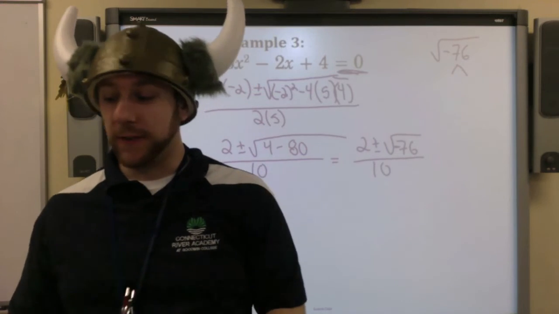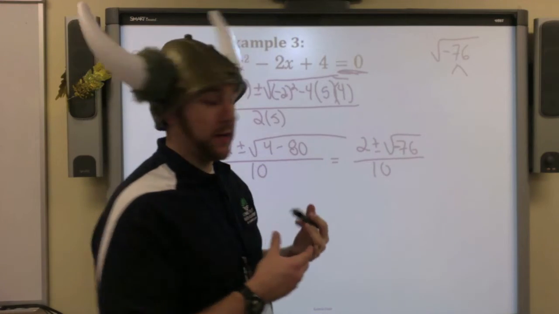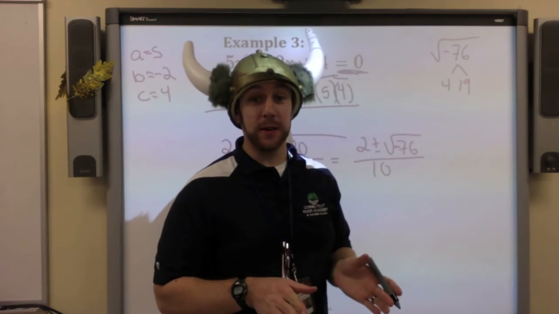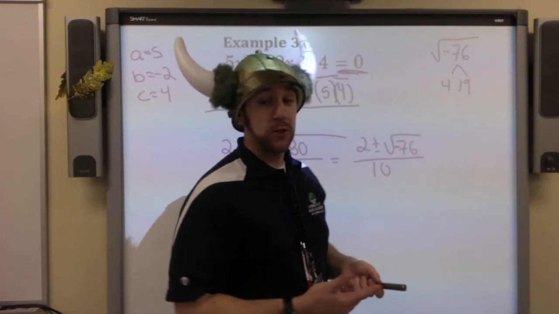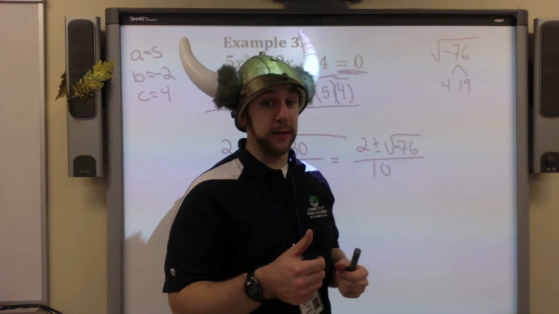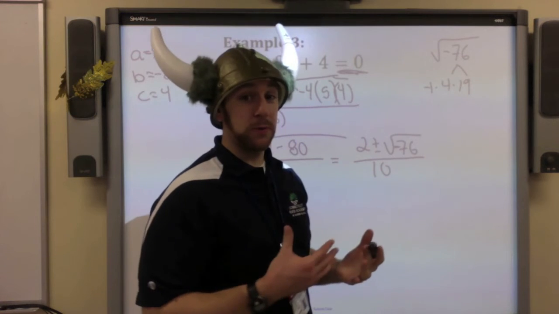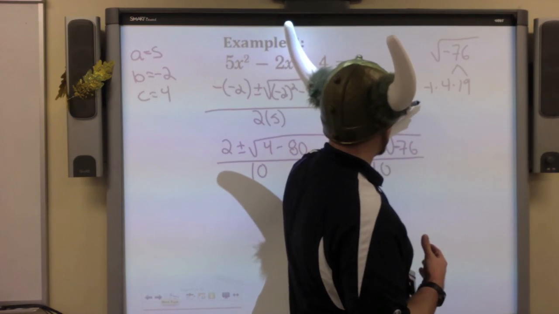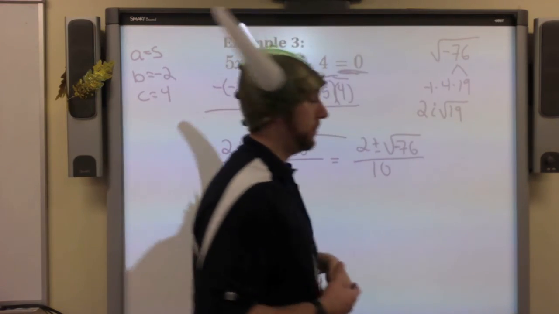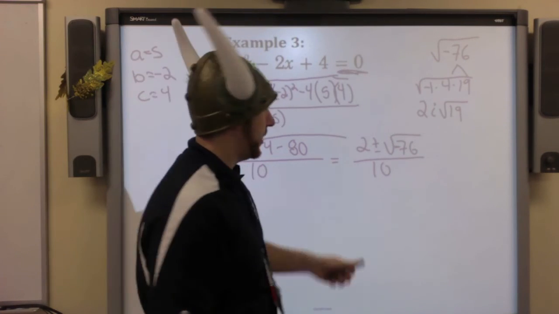Negative 76. That's going to break down, and I need some perfect squares out there. So those perfect squares are going to be 4 and 19. You wouldn't come up with it unless you started doing 2 times 38, 3 times, oh, that doesn't work, 4 times whatever. You're plugging it into your calculator. Remember, there's a negative 1 there. So really, the square root of negative 76 comes out to be 2i square roots of 19, because again, the square root of negative 1 is i.